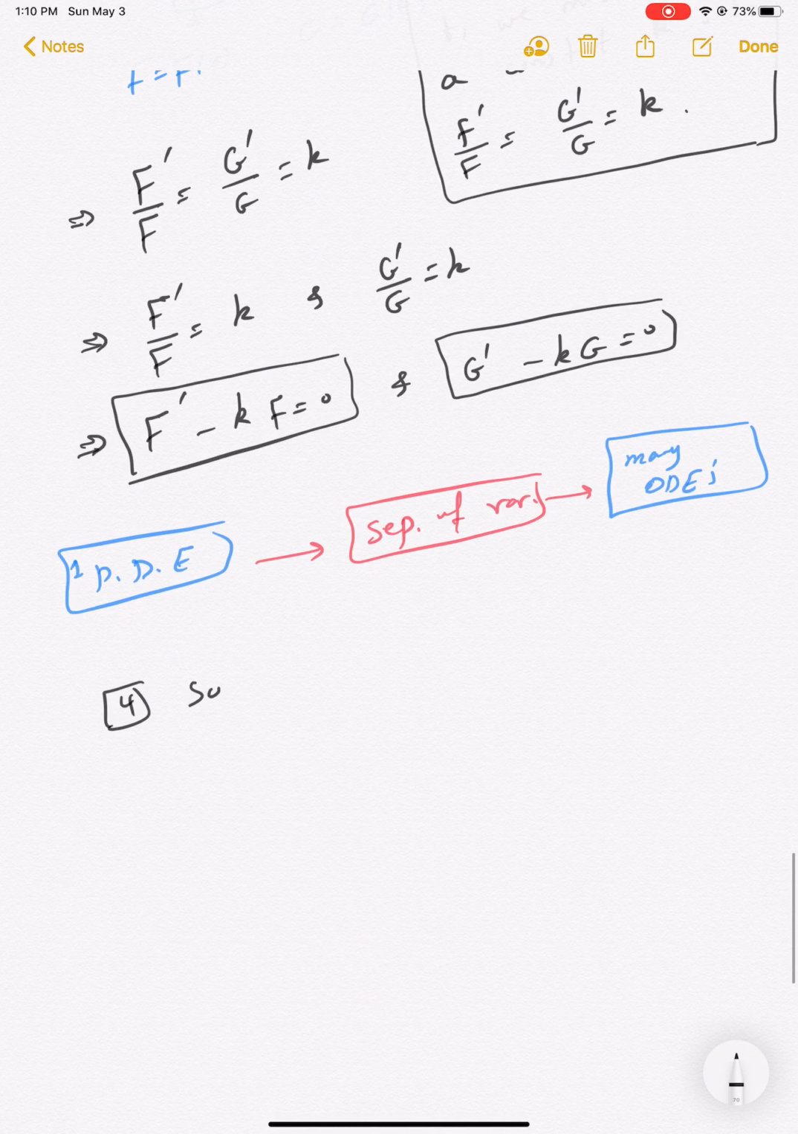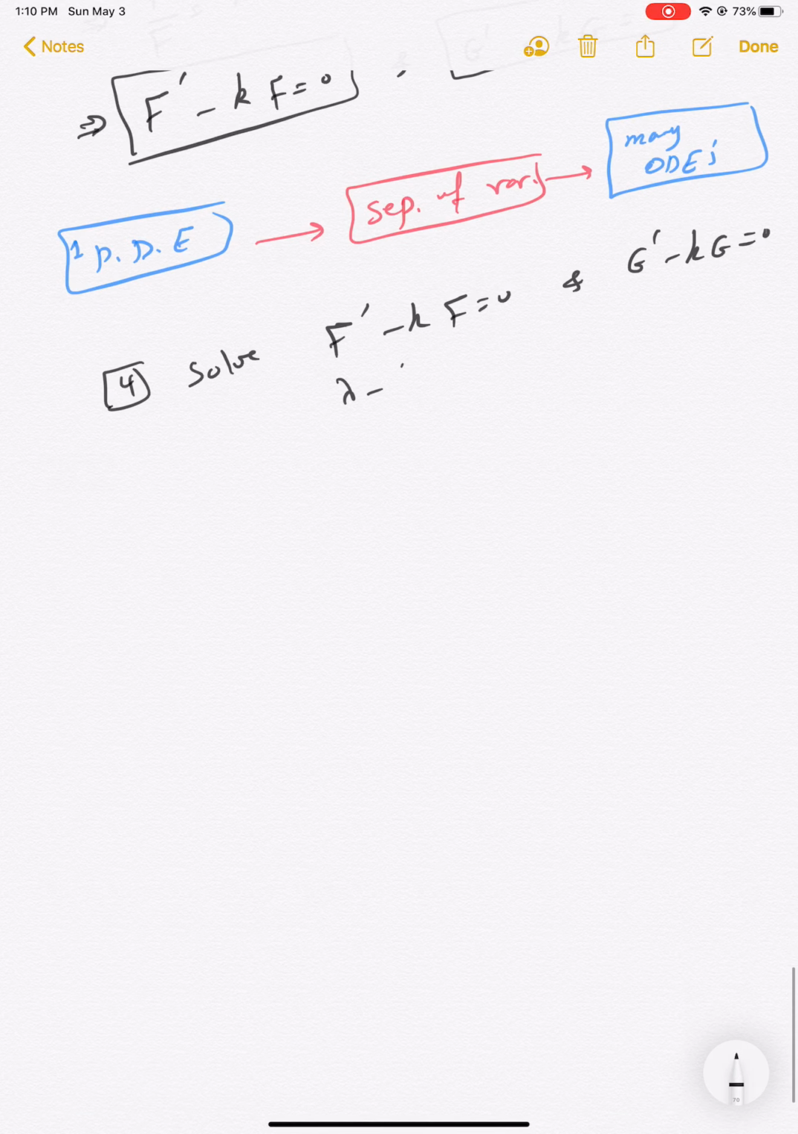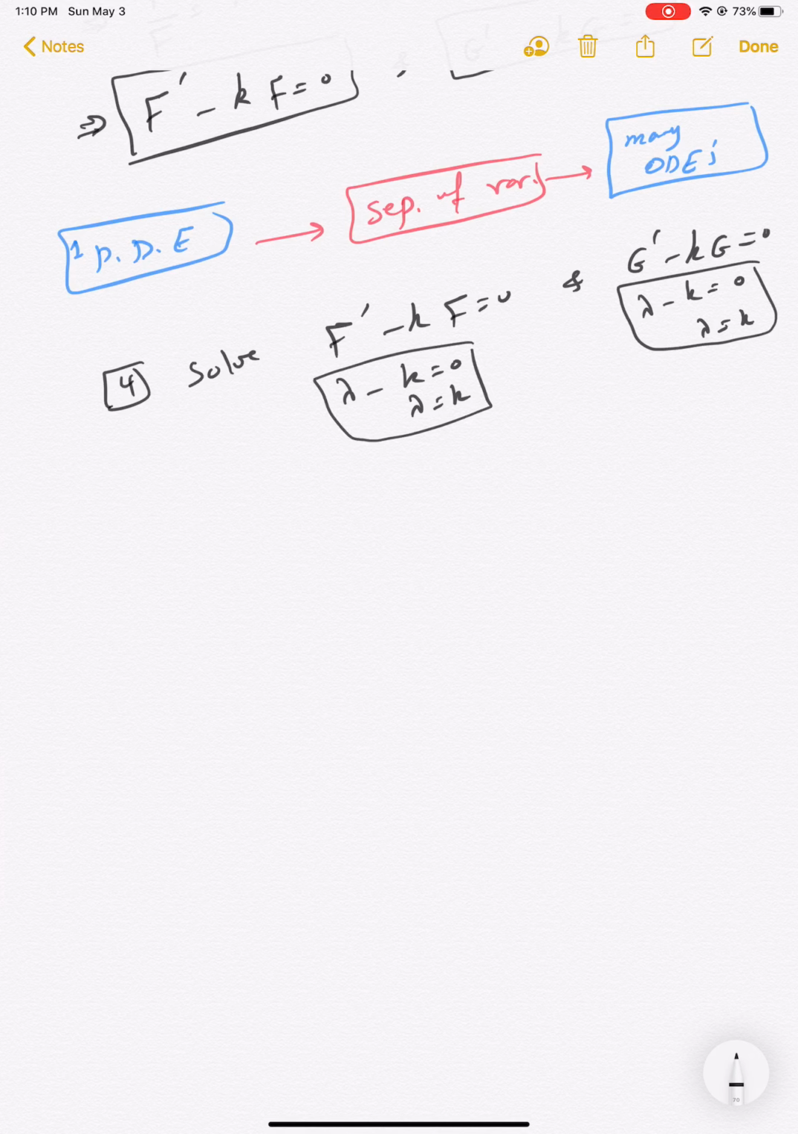So once you reach this step here, after that, you solve. So now we solve f prime minus kf equals 0 and g prime minus kg equals 0. Now these are very simple ordinary differential equations. We solve them, we find f and g, we multiply them. So what is the solution for the first equation? These are with constant coefficients. So the characteristic equation here is lambda minus k equals 0, which means lambda equals k, and the same for the other one, lambda equals k. Right? These are with constant coefficients. So basically, what is the function f? It is e to the kx. What is the function g? It's e to the kt. Remember, f is in terms of x, g is in terms of t, but we have constants, of course. So we have a constant here, we have a constant here.